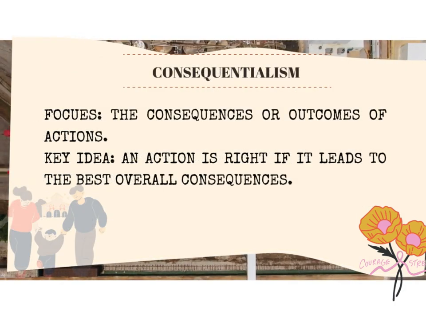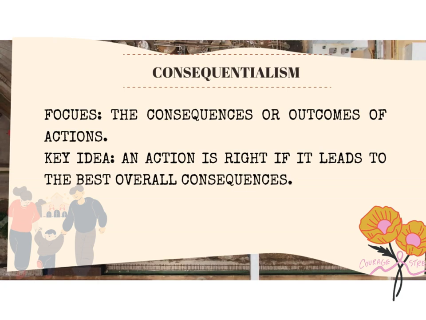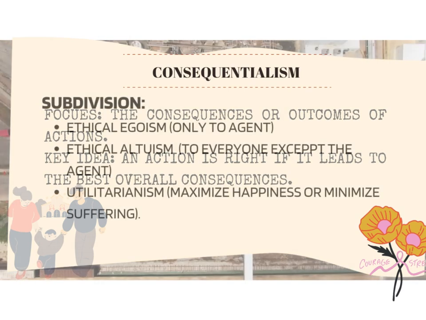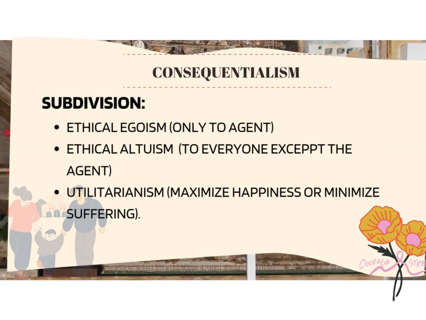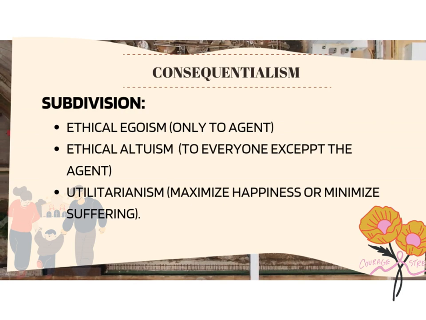So consequentialism, the term itself makes it clear: the focus is on the consequence or the outcome of the action. And here the key idea is that an action is right if it leads to the best overall consequence. So if your consequence or outcome is good, then that action is morally right. In this you will see 3 subdivisions. The first ones are ethical egoism, ethical altruism and utilitarianism.